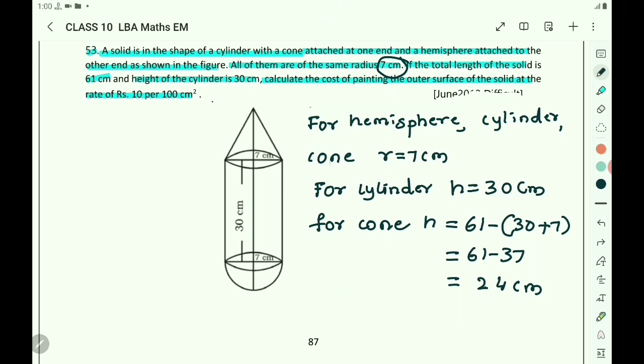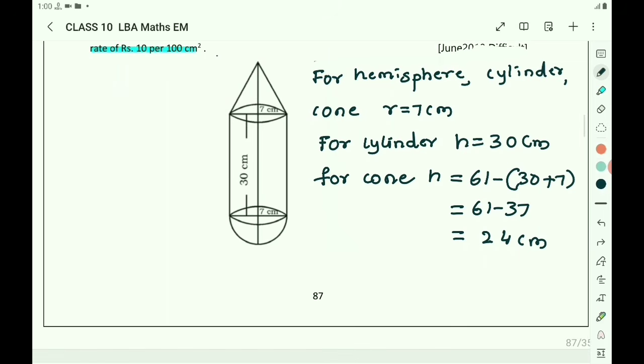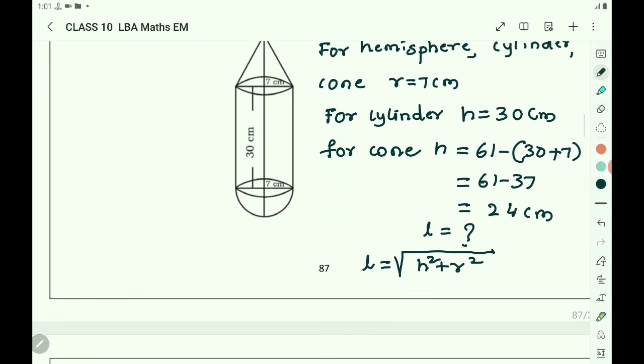To find the surface area, L is required for the cone. To find L, we have to use the relation L equals root h square plus r square. Then you write L equals root h square plus r square equals, for cone h is 24 square, r is 7 square.